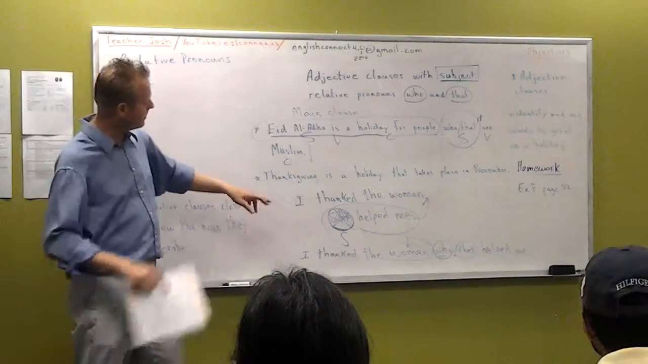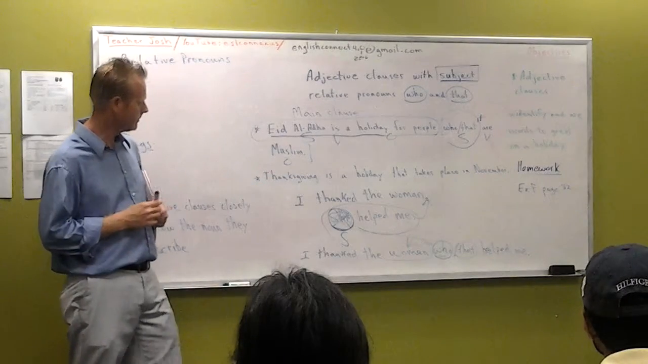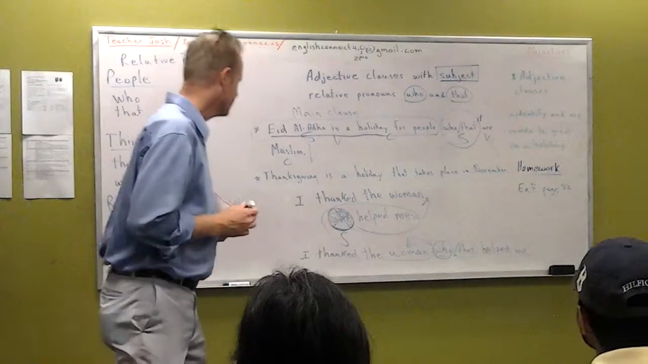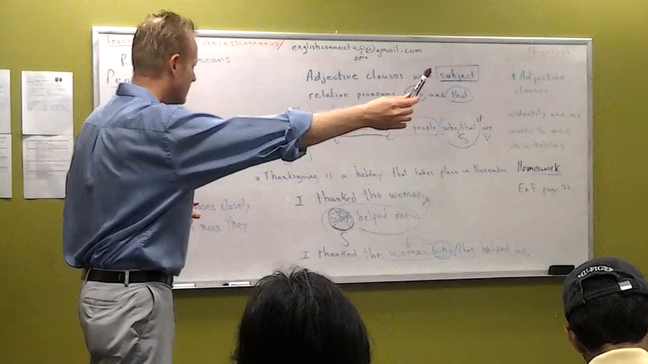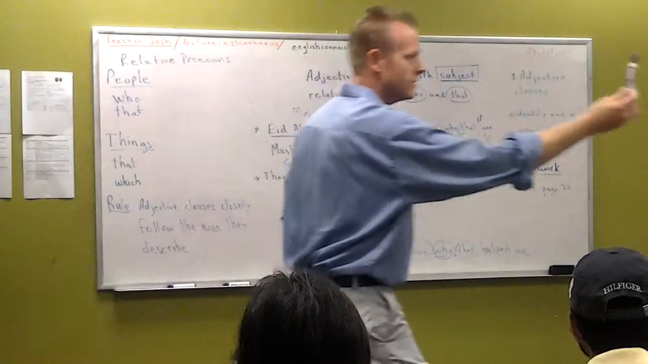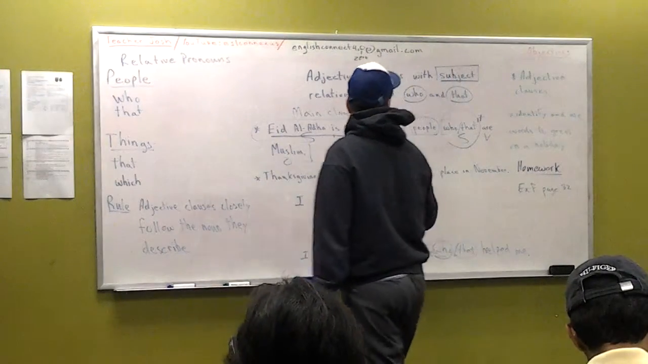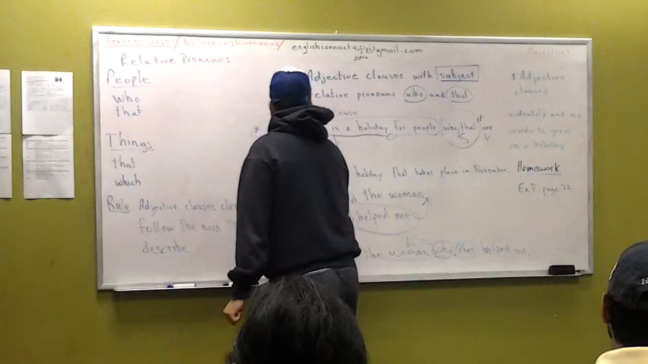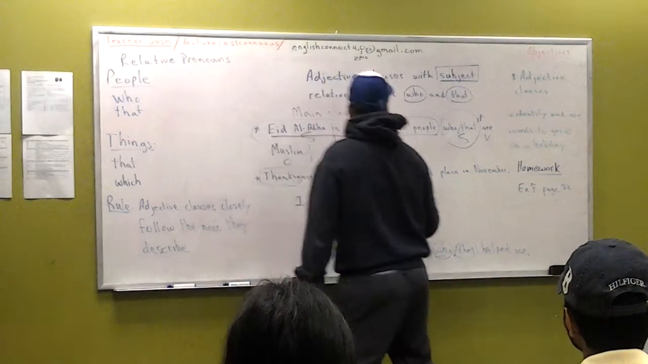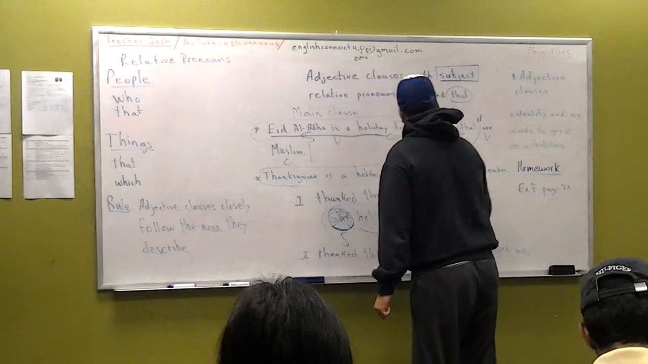Let's look at another example. Okta, will you read this? Thanksgiving is a holiday that takes place in November. Okay, come here. Can you underline the main clause? Circle it. Good. And put brackets around the adjective clause. There you go.